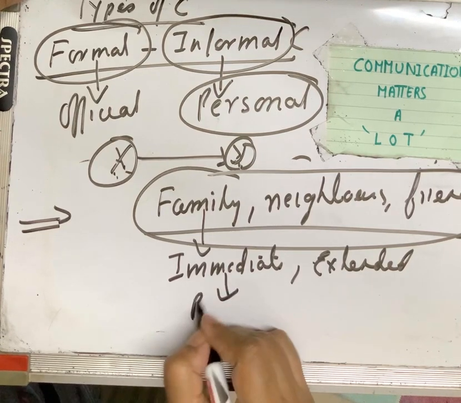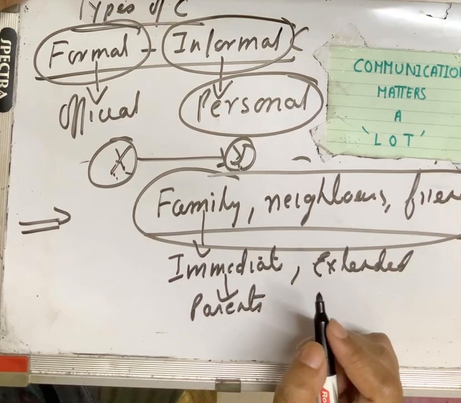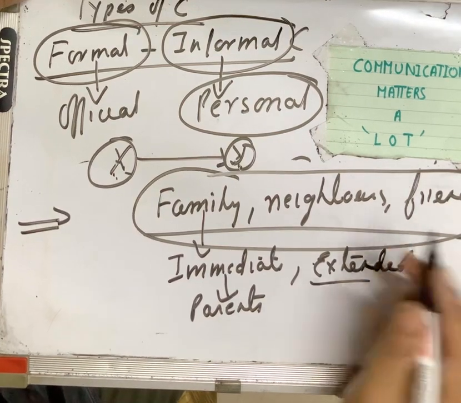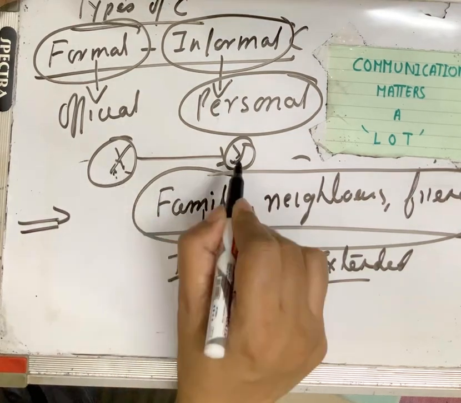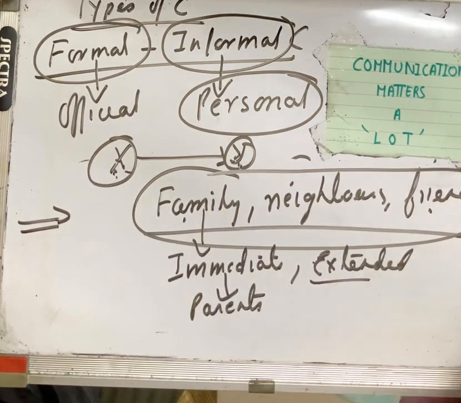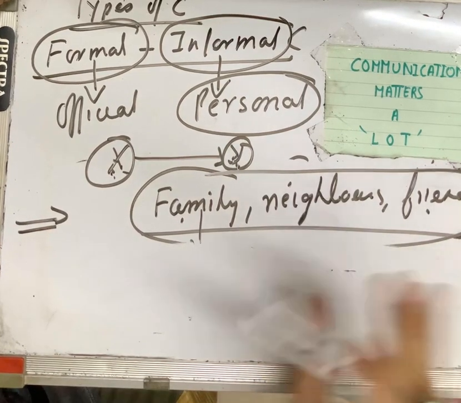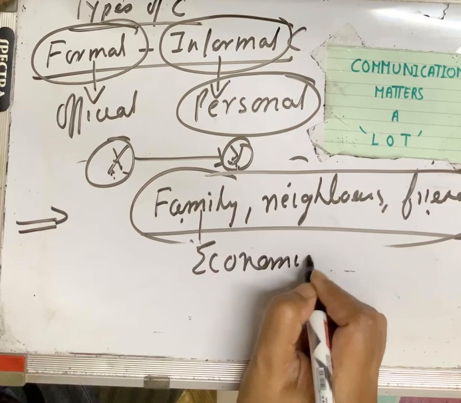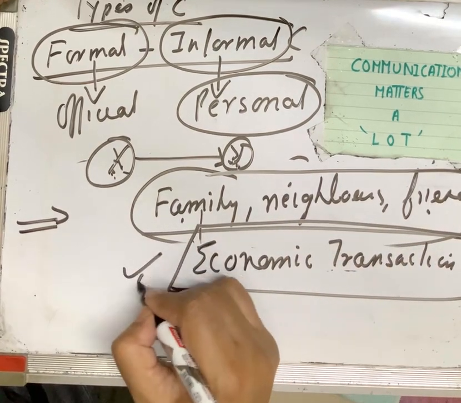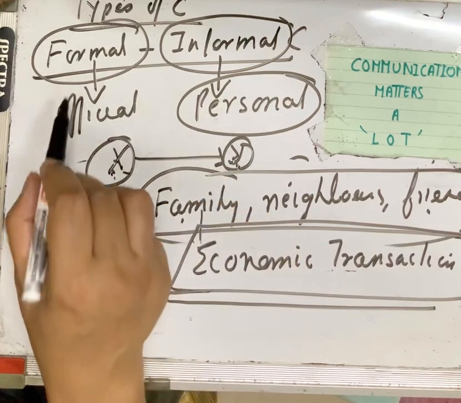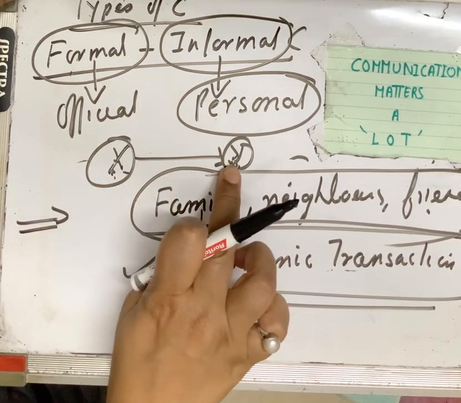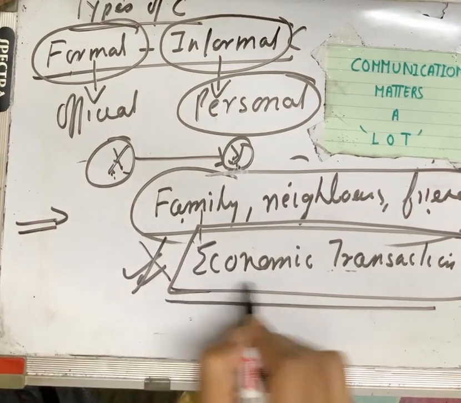What is an immediate family? Parents, siblings, spouses, grandparents. And extended would be the uncles, the aunts, the cousins, and so on and so forth on both sides. So when X and Y are family, are neighbors, same neighborhood, and friends, the relationship means there is no economic transaction. This is a very, very important rule to be remembered in formal communication and informal communication, which means that X and Y, in their relationship, there is no economic transaction.